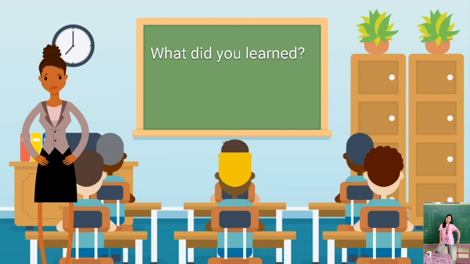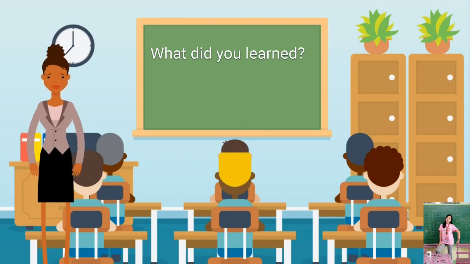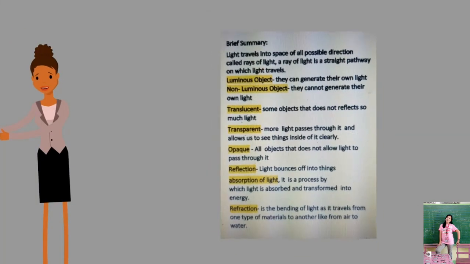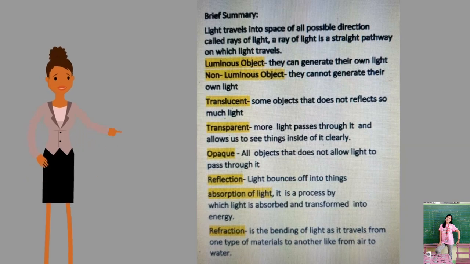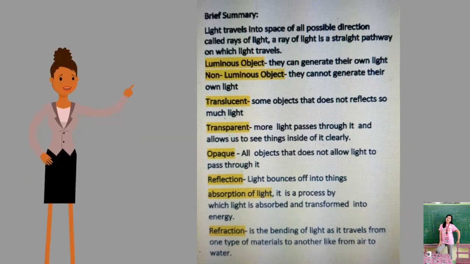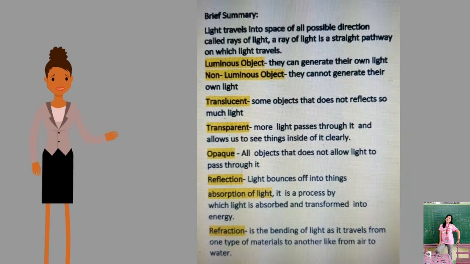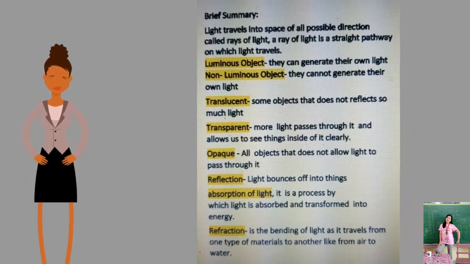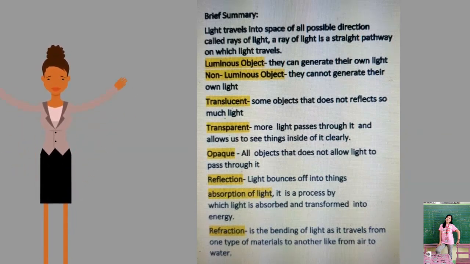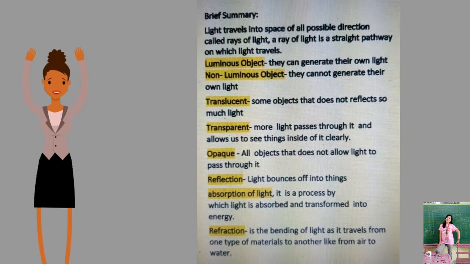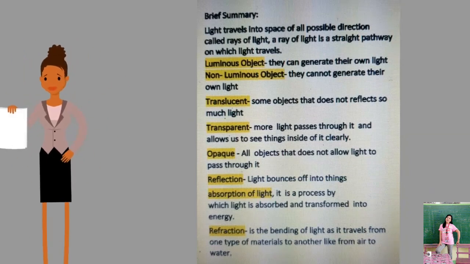What did you learn from our lesson, kids? To remember all this, let's sum it up. Here is the brief summary. Light travels in space in all directions, called rays of light. A ray of light is a straight pathway in which light travels. Luminous objects can generate their own light. Non-luminous objects cannot generate their own light.